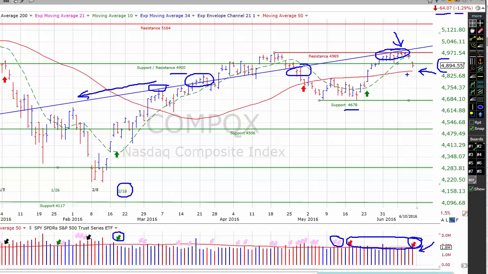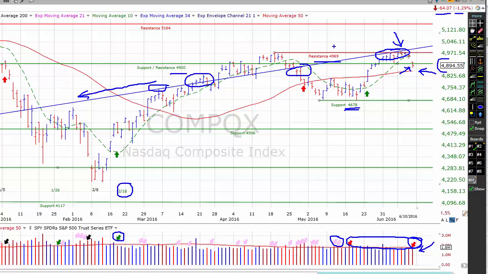That noted, this day was ugly. I think that the market needs to consolidate gains here, and it wouldn't surprise me to see the market pull back into this area in the 46.78 range before coming back and breaking resistance up here in the 49.69 area.